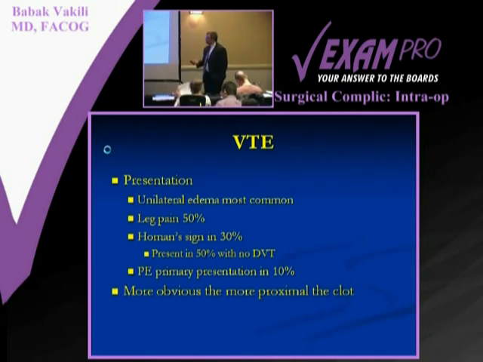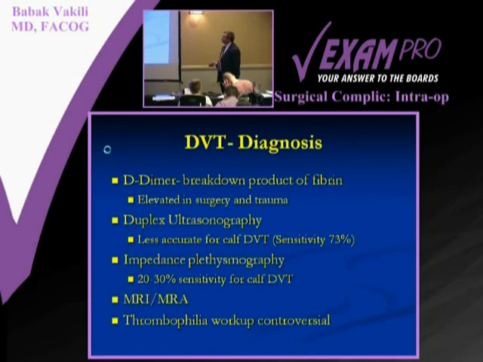Presentation of a DVT: unilateral edema is the most common sign. The rest of it is really not terribly specific. You have leg pain 50% of the time. Homan's sign is only present 30% of the time, and 50% of people who present with it will have no DVT. So just because they have it doesn't mean they have a DVT. And remember this one: 10% of people, their first presentation of their DVT will be their lung event, a PE. They become obviously more symptomatic the more proximal the clot.